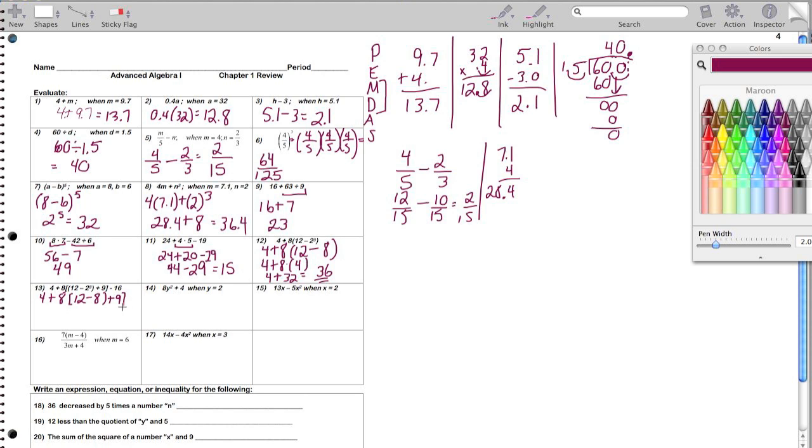I'm going to put all of the rest in. Now, 4 plus 8 is still outside of these brackets. I get 4 plus 4 remains inside the brackets. I'm going to add that inside component. 4 plus 9 is 13. So now I have 4 plus 8 times 13 minus 16.